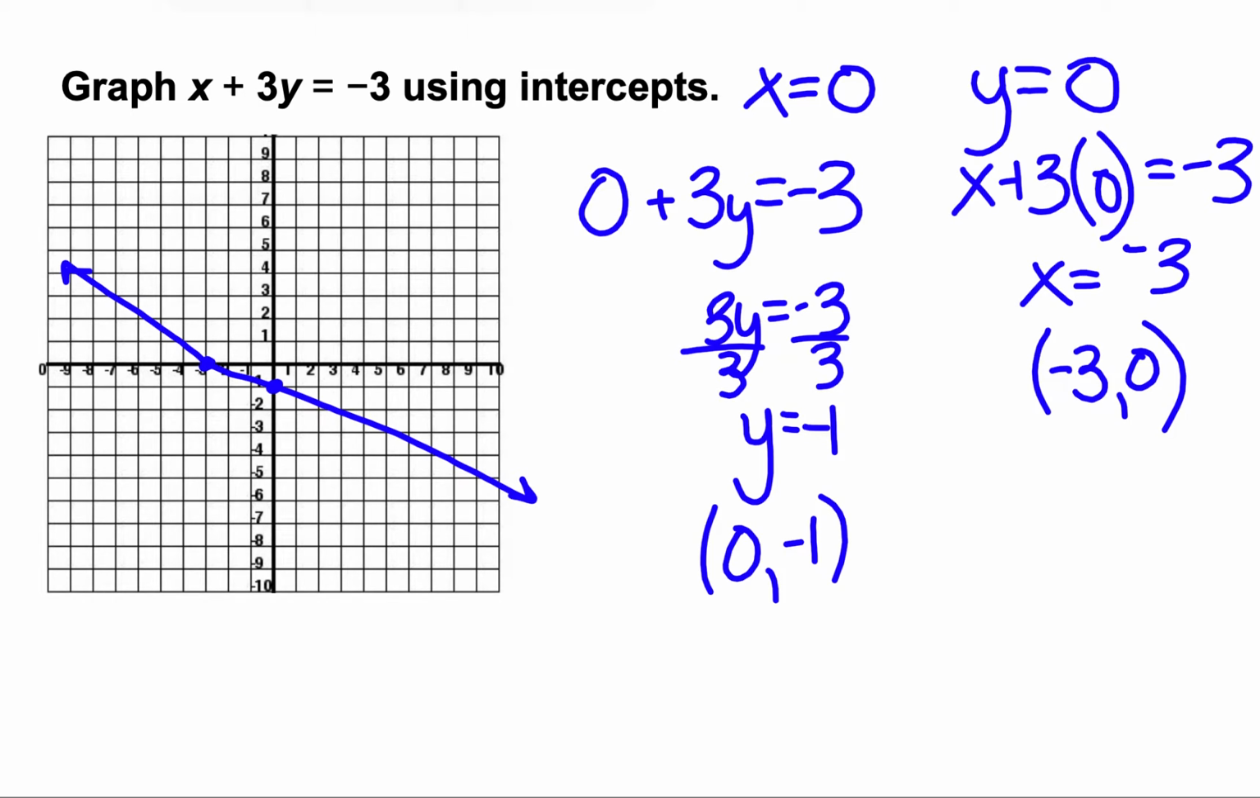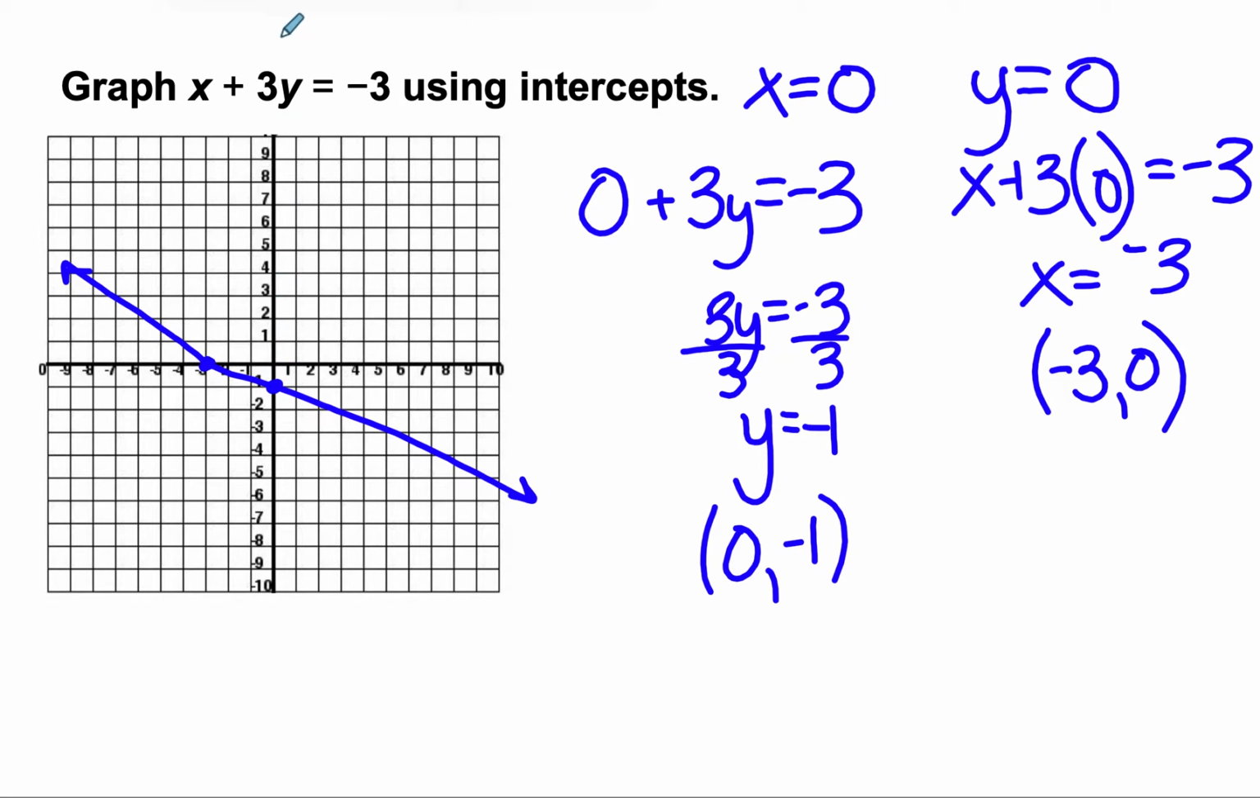So to find my y-intercept, I need to set x to be 0. So I take 0 and I put it into the equation. So instead of x plus 3y, now I have 0 plus 3y equals -3. Then I just solve it like I would any other equation. This is times 3, so I divide by 3. -3 divided by 3 is -1. That means my line is going to hit the y-axis at -1. That's the point (0, -1). It's right here.